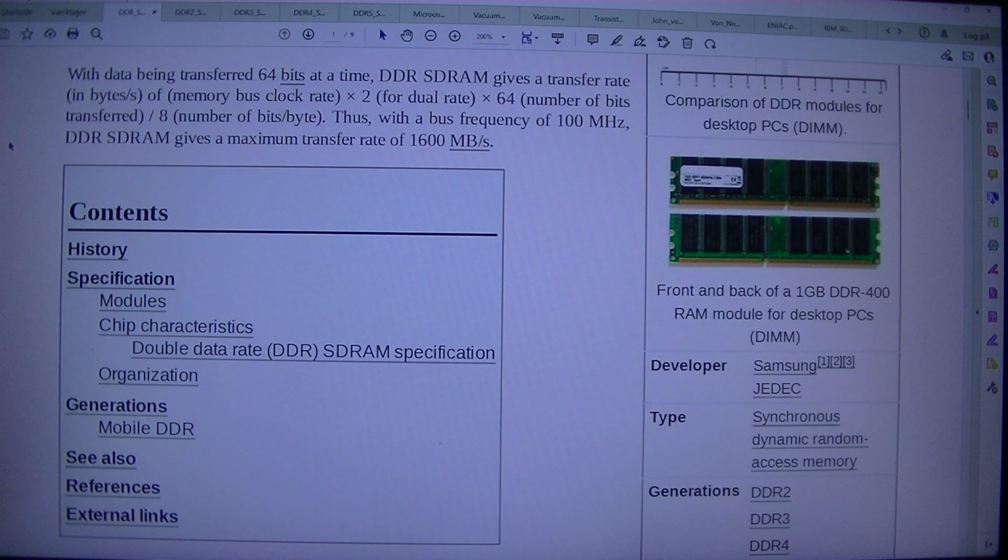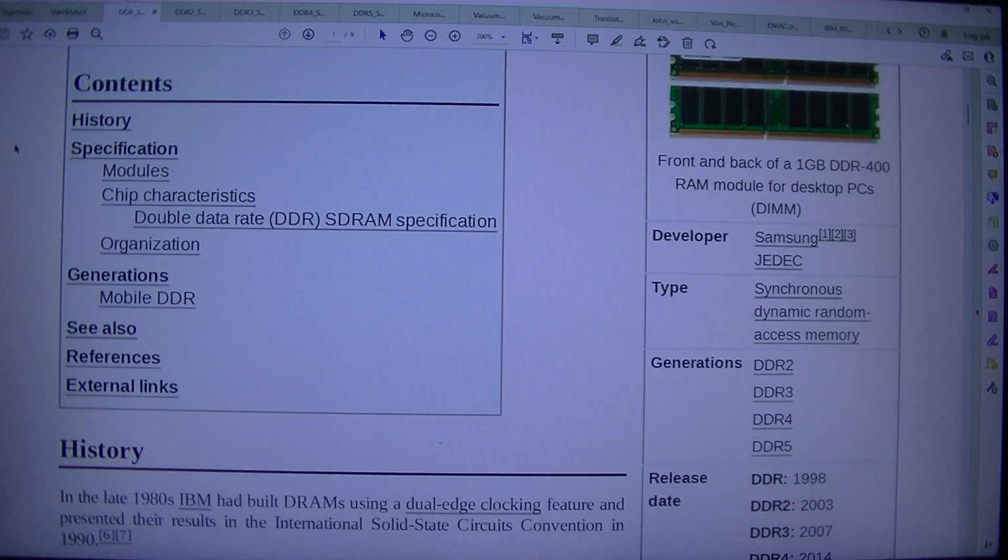Contents. History. Specification. Modules. Chip characteristics. Double data rate (DDR) SDRAM specification. Organization. Generations. Mobile DDR. See also.